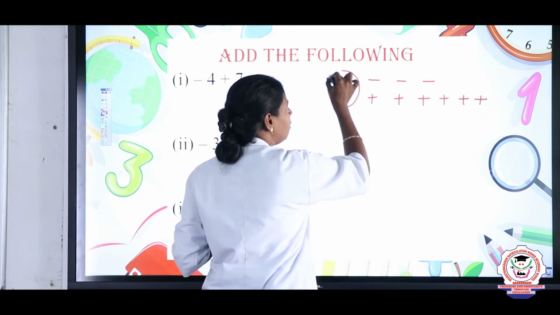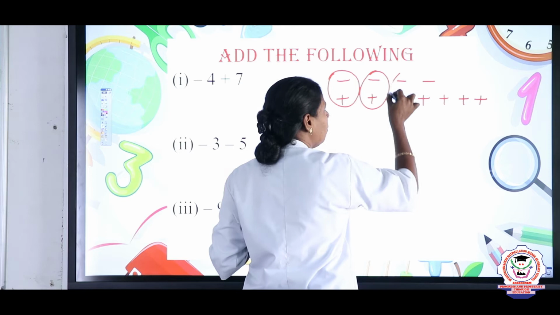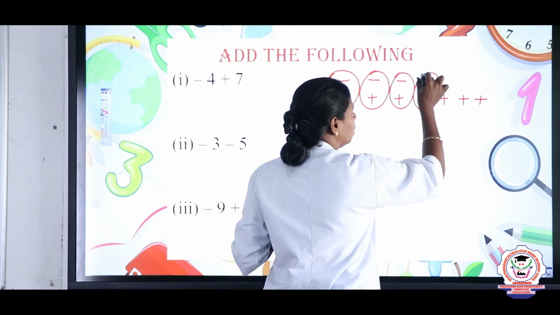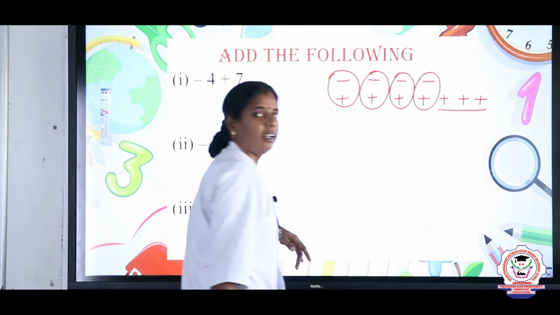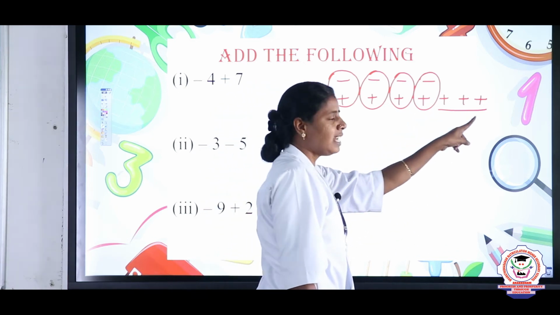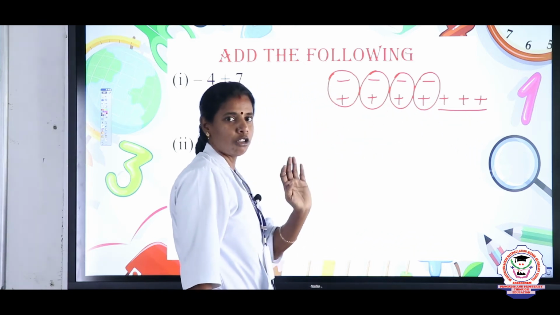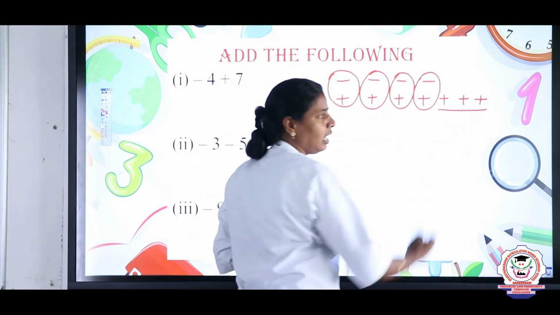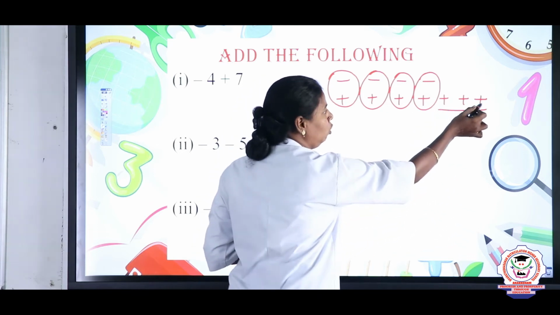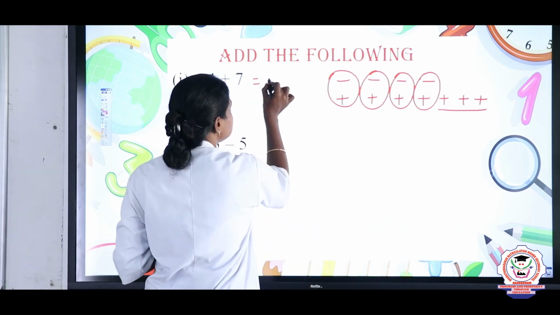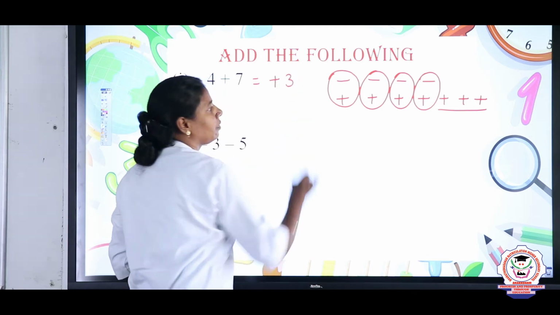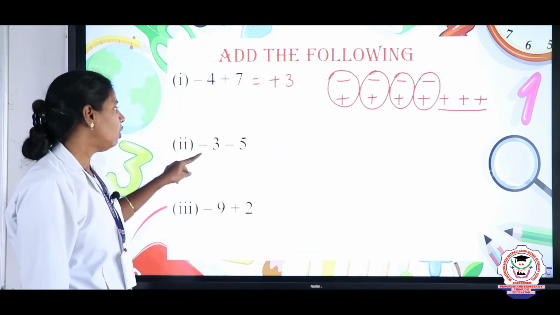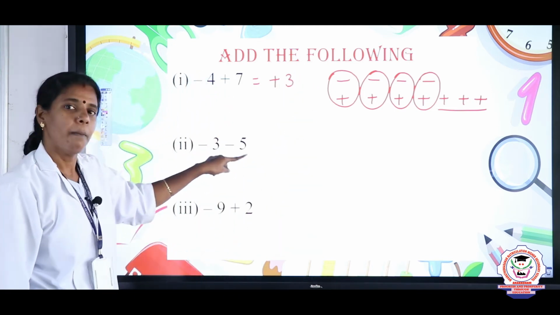Now, when we pair these, they will become 0. So, what is left here? The positive symbol is left. So, the answer is positive. How many positive symbols are there? 1, 2, 3. So, the answer is plus 3. Is it clear?